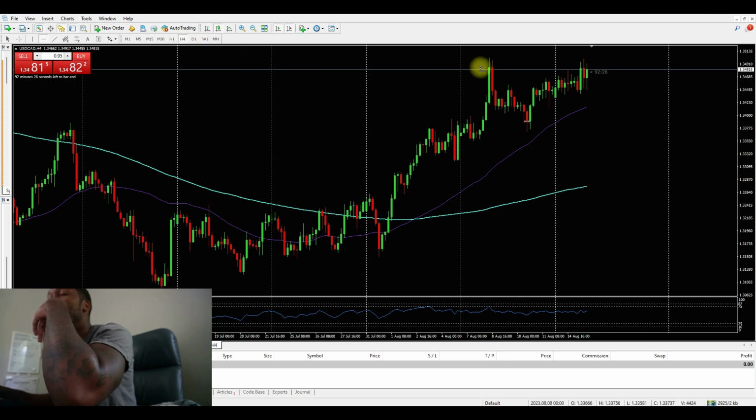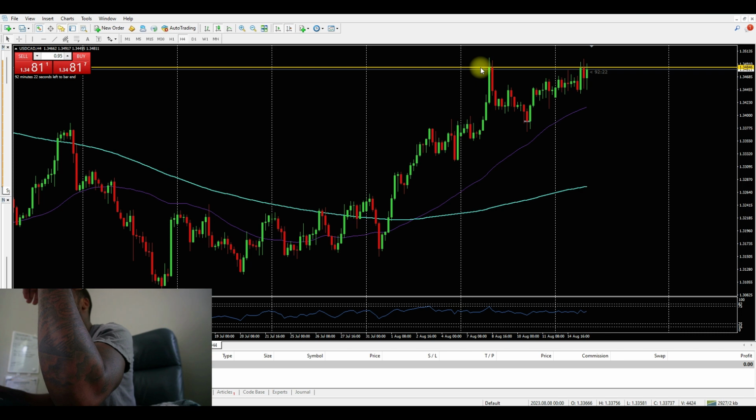We're going to draw a resistance line up here, and we're going to draw it up here because it hit this point more than once. It hit it here yesterday and it hit it here again. When you're drawing your lines, you don't necessarily want to draw them on the wick. Try to keep them on the candlesticks where it's full, where it ended or began. But anyway, this is a good one.